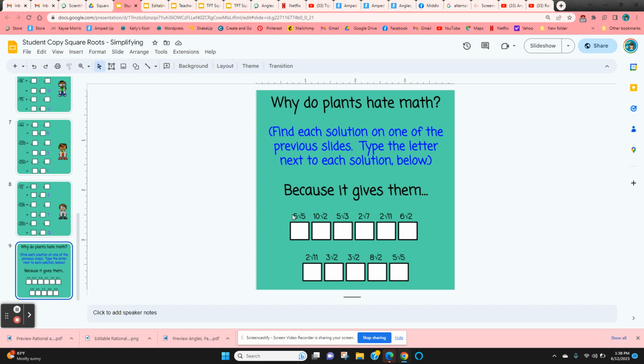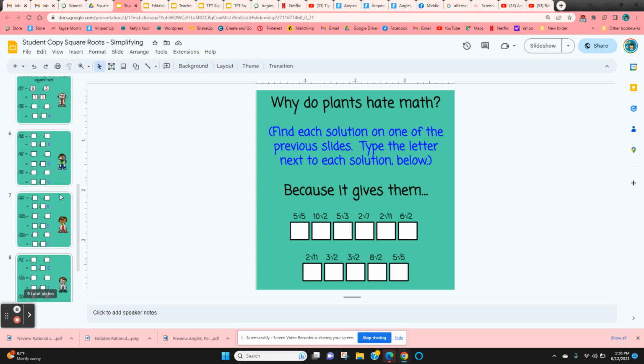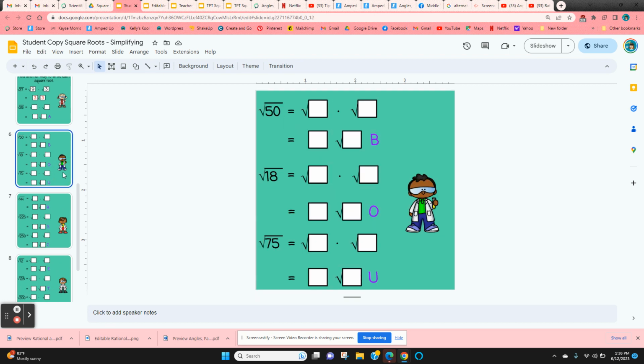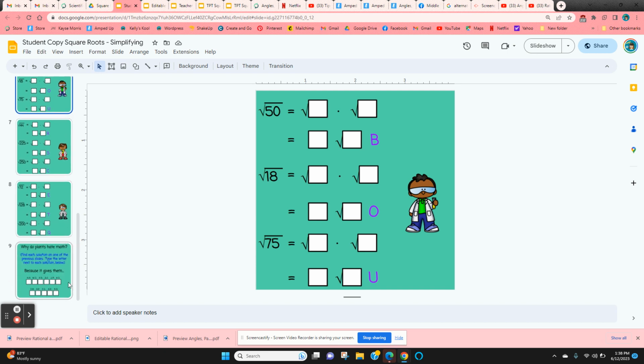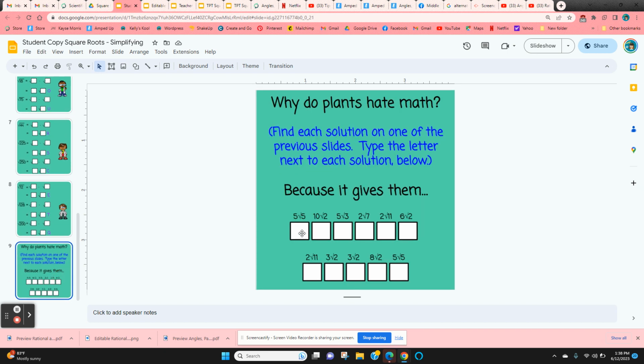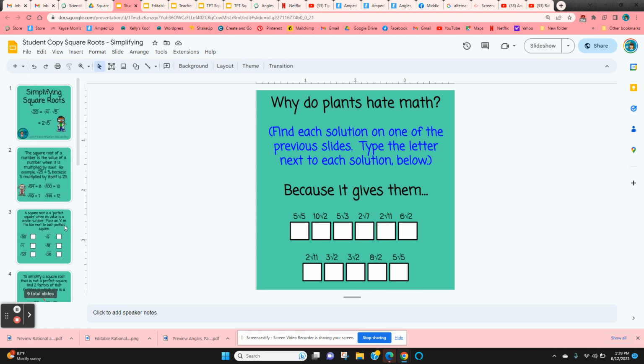So when they find the solution, for example, 5 square root of 5, they go back to it and they're going to find a letter next to the answer, type that letter above its solution or under its solution. And that will spell out why plants hate math. So that is a lesson, digital lesson on simplifying square roots.